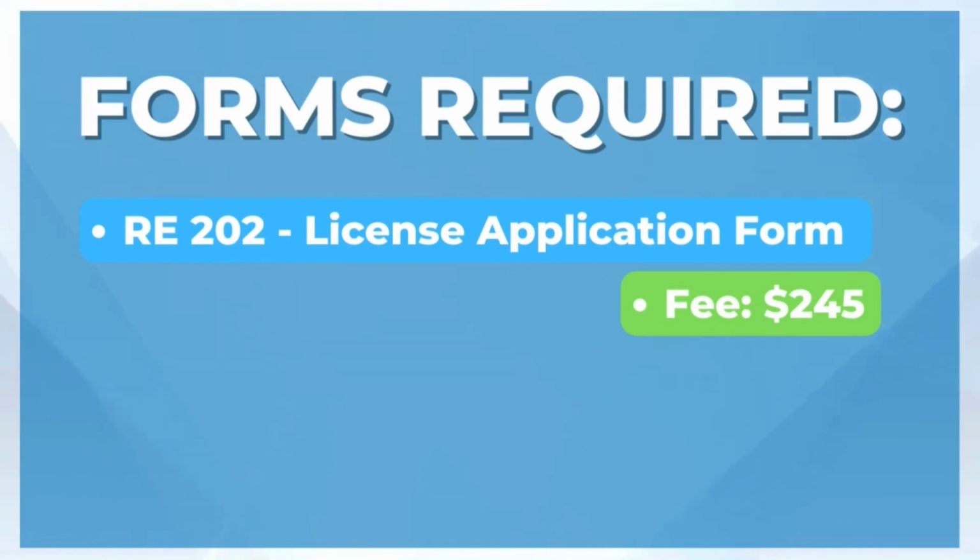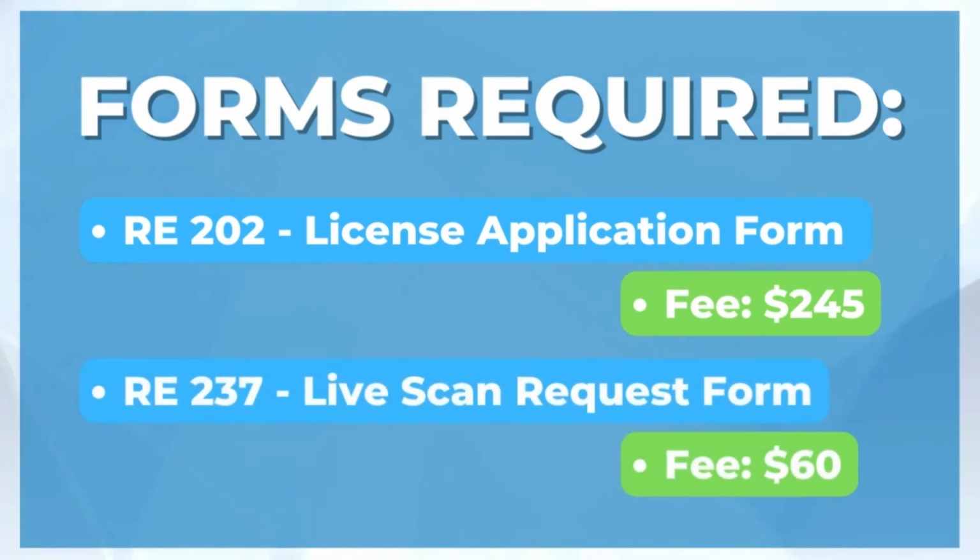Congratulations! You passed your real estate exam! Now it's time to apply for your license. After passing your exam, you'll have to complete a few more forms in order to receive your actual license. The first form you will need is RE 202, the license application form, which will cost you $245 to obtain your license. The second form is RE 237, the live scan request form, which is where you get fingerprinted, and this will cost you around $60, depending on where you go.